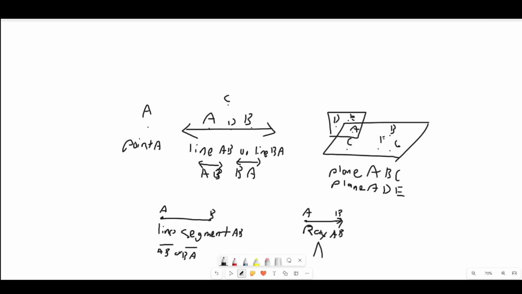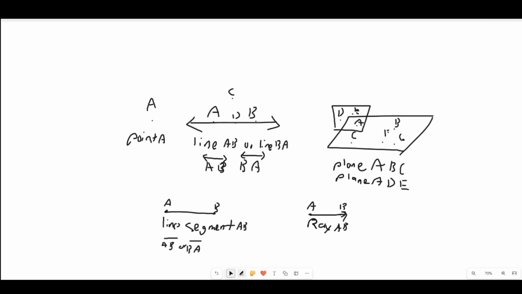So the symbol for a ray is AB with a little arrow over it. But remember, this cannot be BA like this. If you were going to say BA like this, then this would be B and this would be A, if that makes sense.